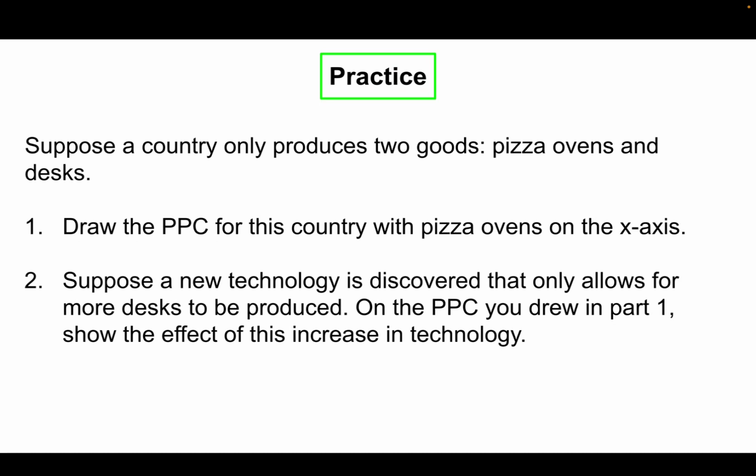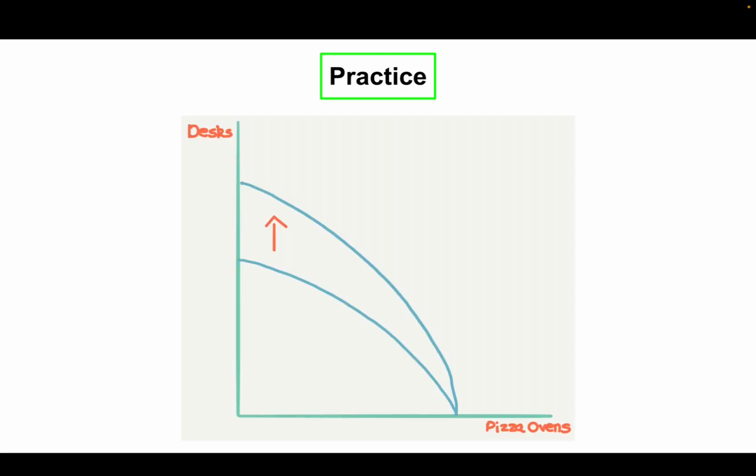All right, so a couple things going on here, but the correct answer is going to look like this. And it looks a little different from what I showed you before with a shifting production possibilities curve. So, why is this the correct answer? Well, first of all, it is a bowed out PPC, not linear, because the resources needed to make desks and pizza ovens are very, very different. And so that's why you get a bowed out PPC. That's why I picked those two goods on purpose, to hopefully point you in that direction.